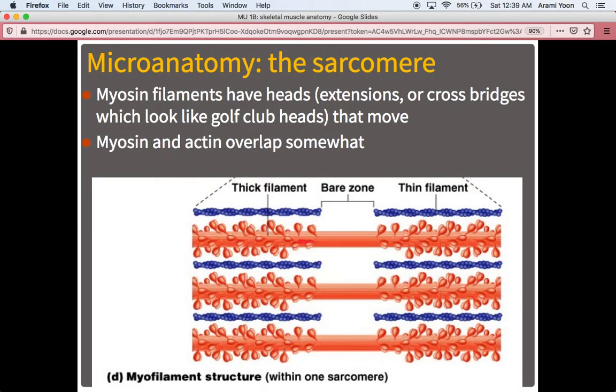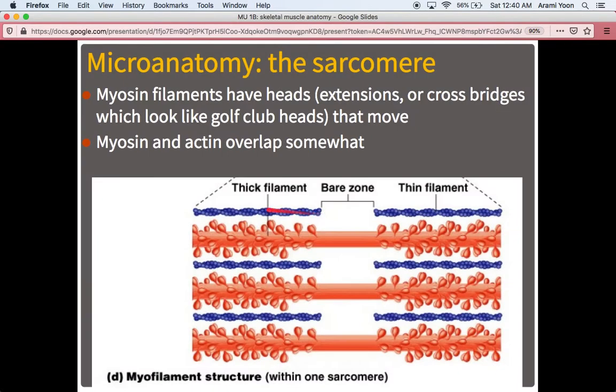One thing to keep in mind is that when you look at the myosin, it has these little projections coming off of them. They look kind of like oar heads or golf heads, and what they do is they grab onto the actin, which is shown in blue, and they pull themselves along the actin. And I'll show you an animation of that in the next lecture.